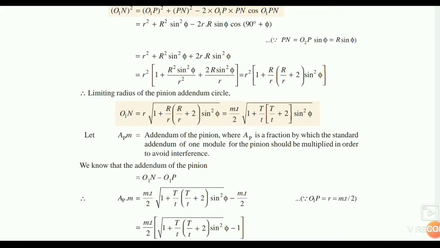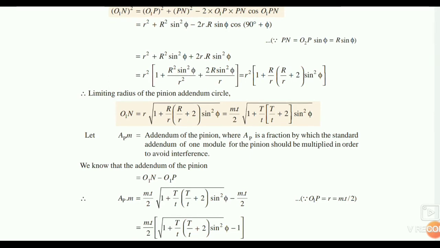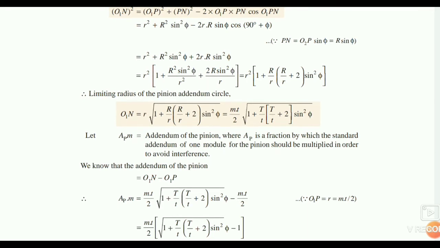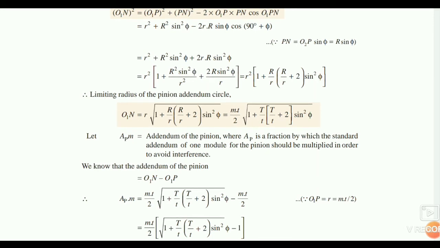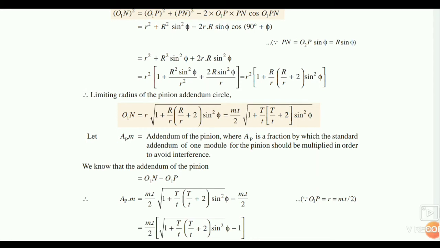So next we need to find out the addendum. Addendum, hope you know that. Addendum is nothing but the radial distance from the pitch circle to the top outer addendum circle. Similarly, dedendum is the radial distance from the pitch circle to the bottom of the teeth. So addendum is nothing but AP into module, that is the formula we will have. AP is a constant, a fraction which will be added to the module in order to avoid interference. So that is the actual addendum, you can find out by substituting this value.